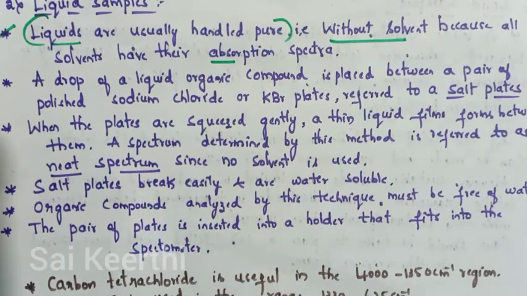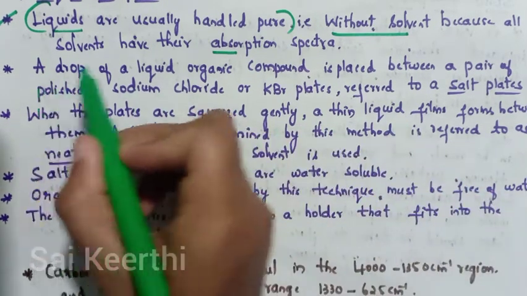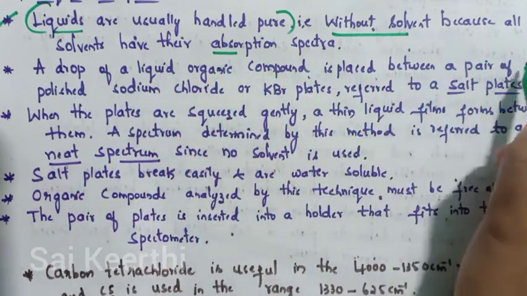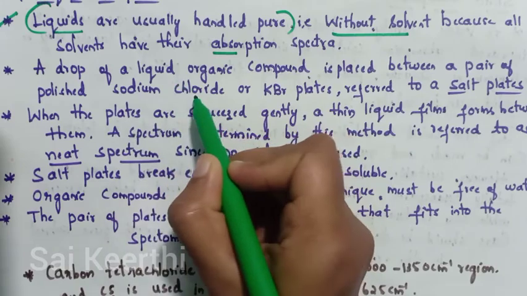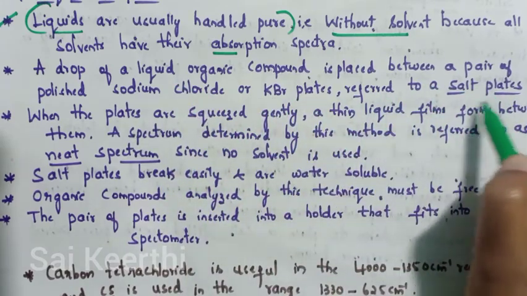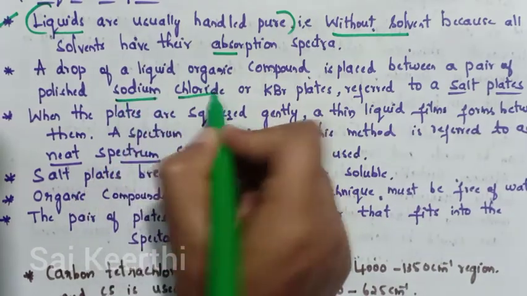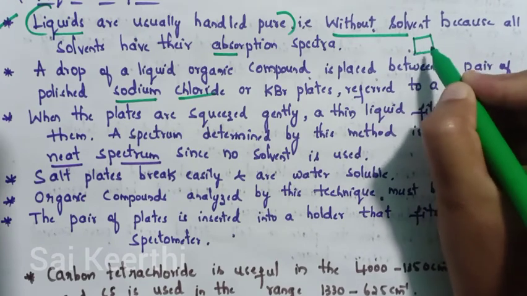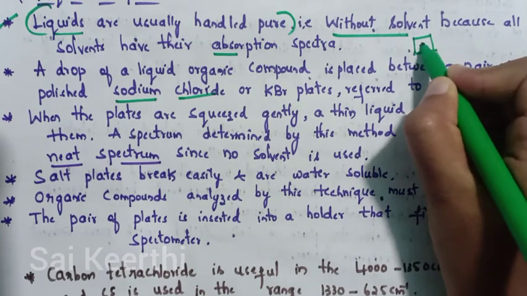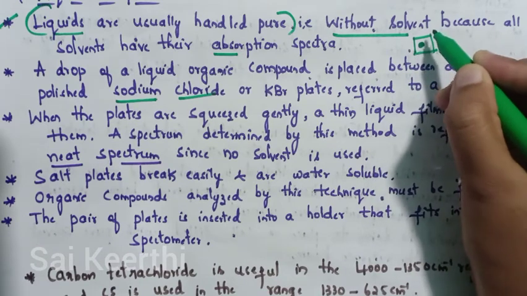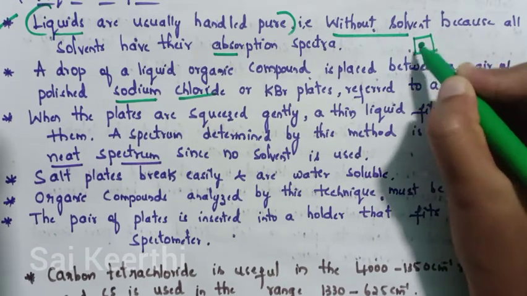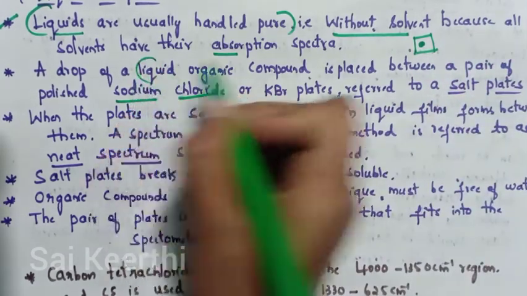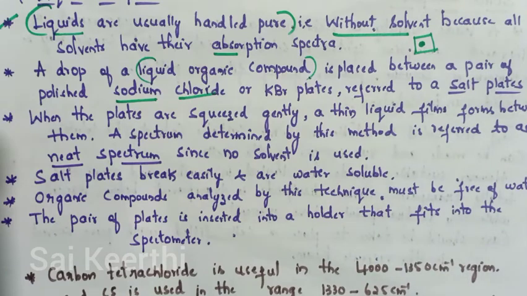See here, if the solvent is not used, then a drop of the liquid sample under study, that is, a drop of liquid organic compound, is placed between a pair of polished sodium chloride or KBr plates, referred to as salt plates. Here the salt plates are sodium chloride and KBr plates. That means we should take a NaCl plate, and above this we place a drop of the liquid organic compound under study, and then we place another salt plate upon this. That means the liquid organic compound is sandwiched between two sodium chloride or KBr plates.